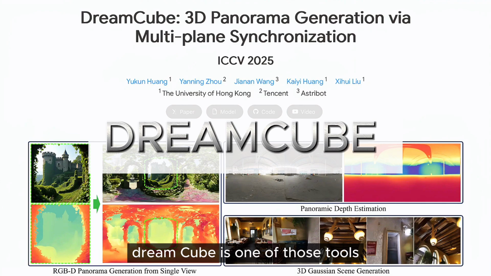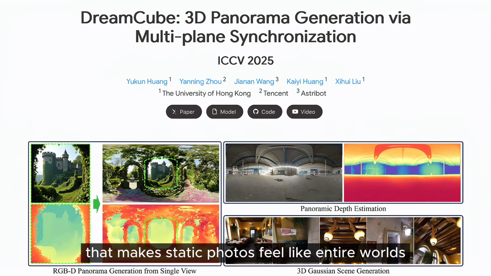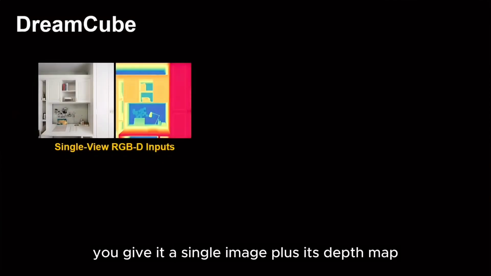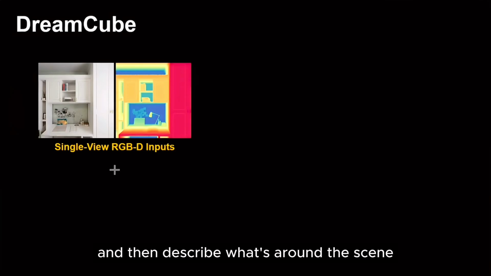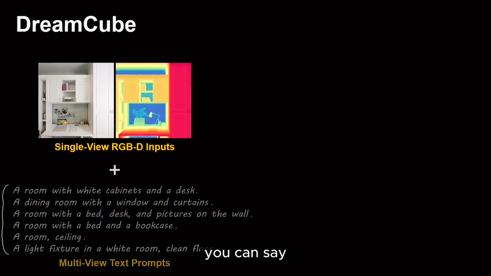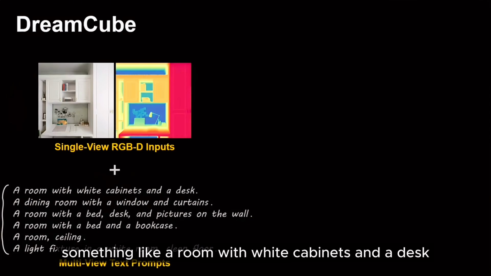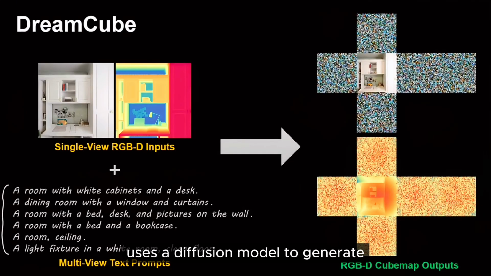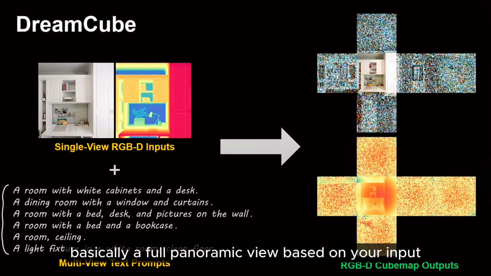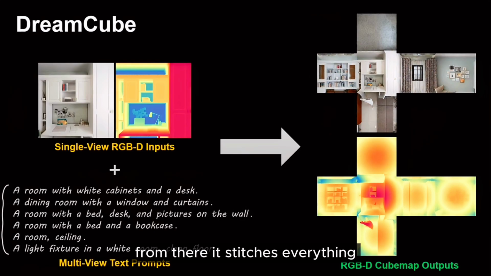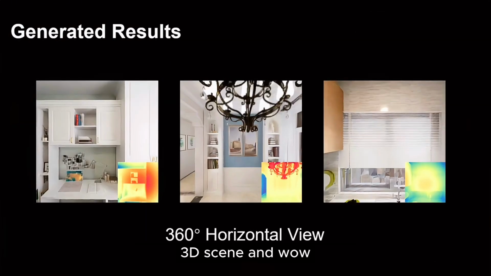DreamCube is one of those tools that makes static photos feel like entire worlds. Here's how it works. You give it a single image, plus its depth map, and then describe what's around the scene using a text prompt. For example, take a cozy interior shot. You can say something like, a room with white cabinets and a desk, a room with a bed, desk, and so on. Then, DreamCube uses a diffusion model to generate what's called a cube map, basically a full panoramic view based on your input. From there, it stitches everything together into a fully explorable 3D scene.